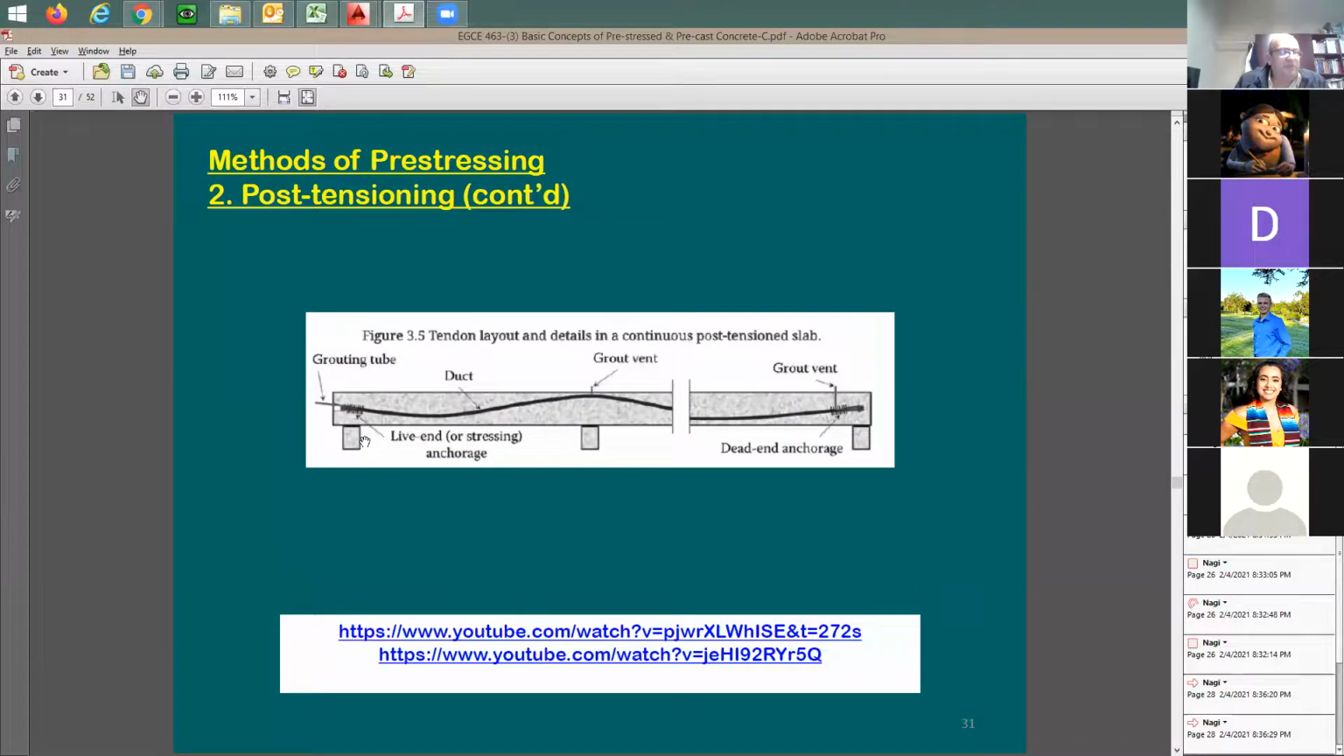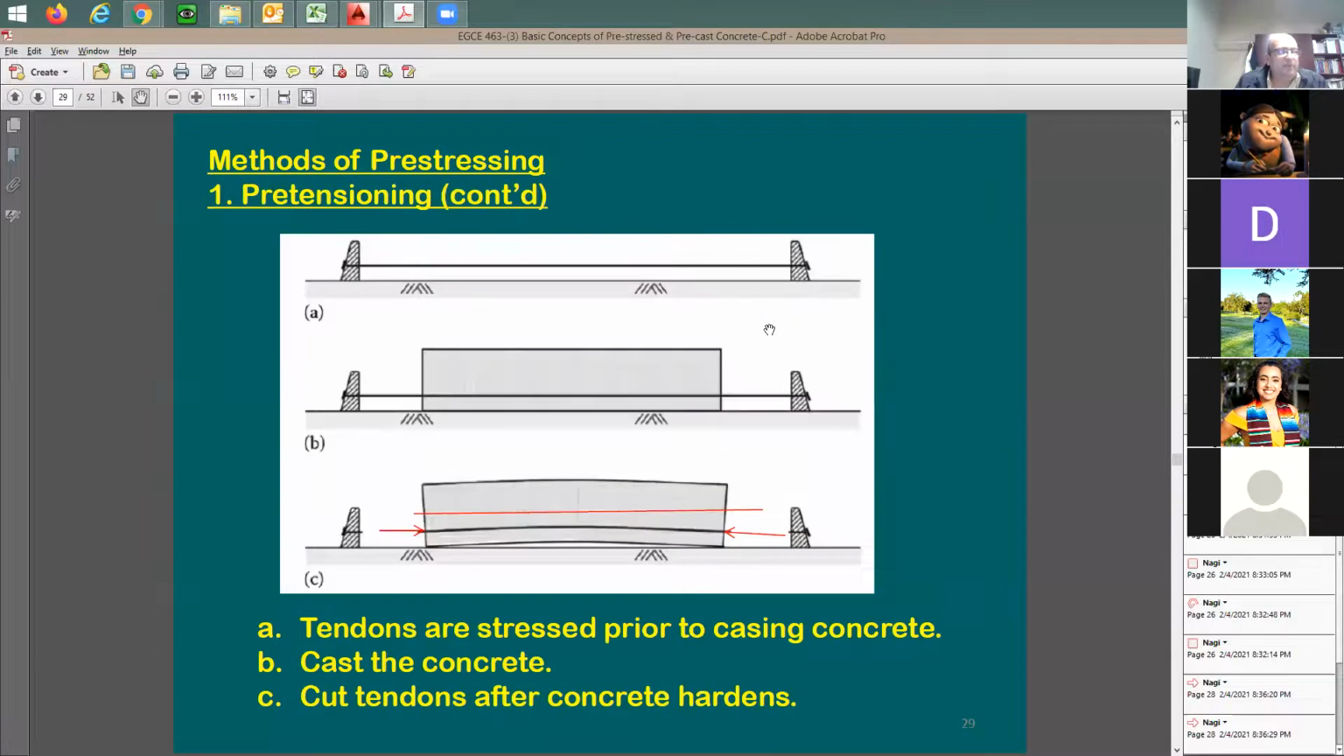If I have continuous, guess what's going to happen? The deformed shape of the beam is going to look like this. And the best way is just to make this cable follow the deformed shape of the beam. It's going to be the most efficient way of doing it. So this way, it is not very efficient for the structural use of it, but it's going to be very efficient money-wise. So when it comes to the cost, this is going to be the cheapest way of doing it. That's why they have this in factories and precast yards.